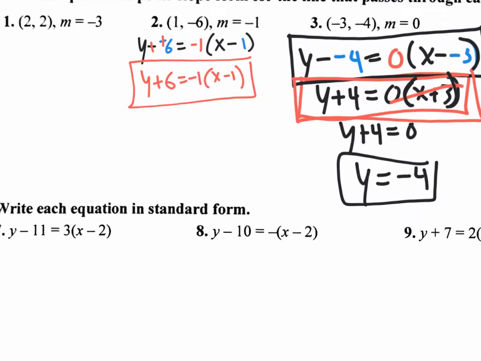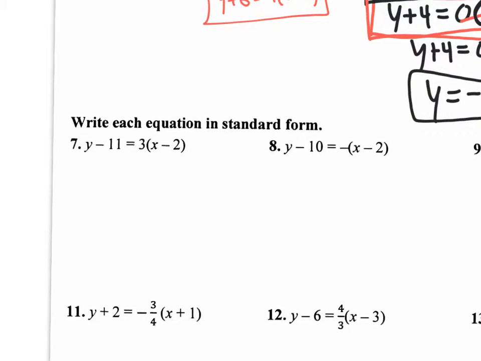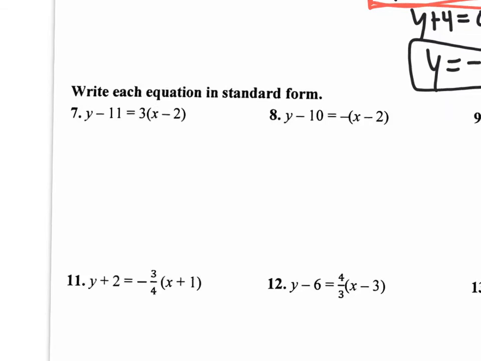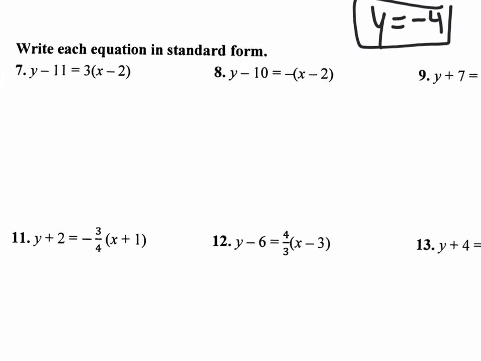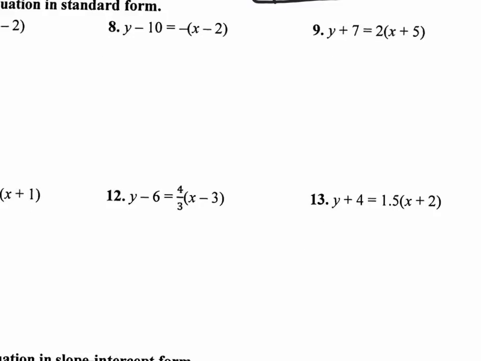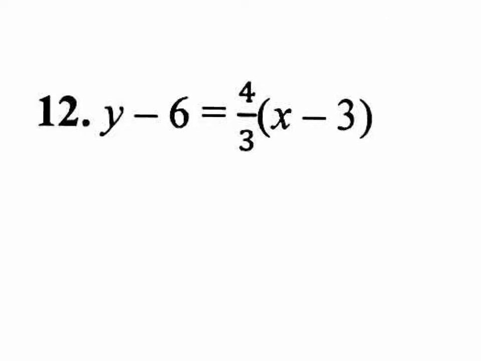Now, of course, it gets more interesting because they also throw in standard form. Standard form is the capital AX plus capital BY equals capital C. So you definitely don't want parentheses involved. So to get rid of the parentheses, you're going to have to distribute. So let's take a look at number 12, for example. That one looks fun. Let's change this point slope form equation into standard form.